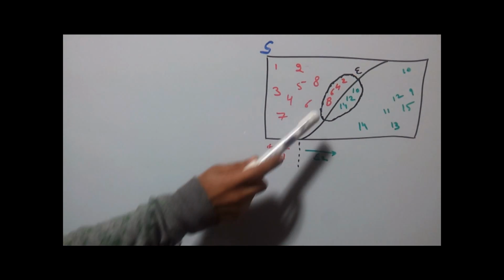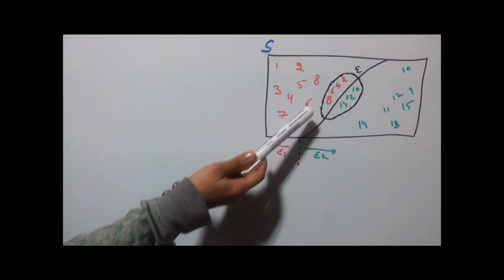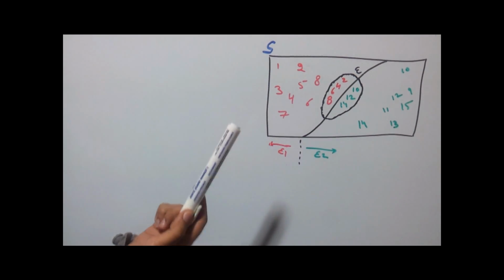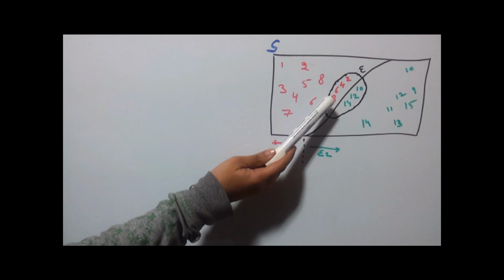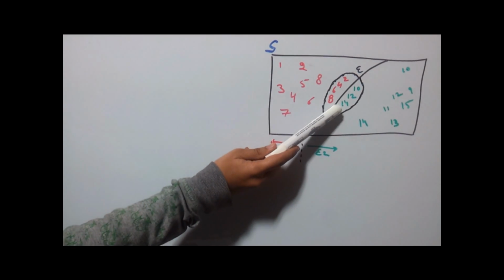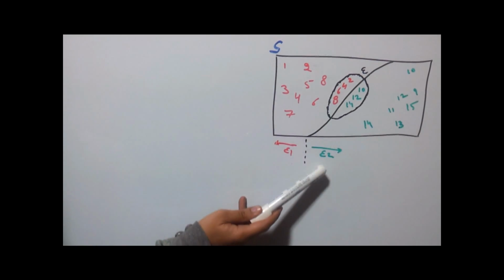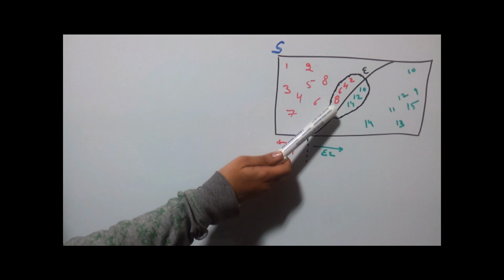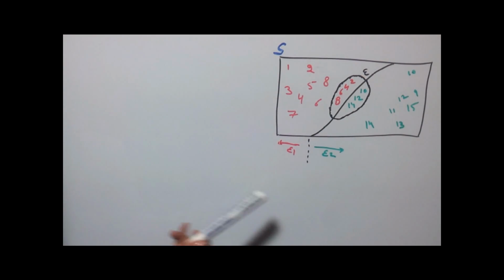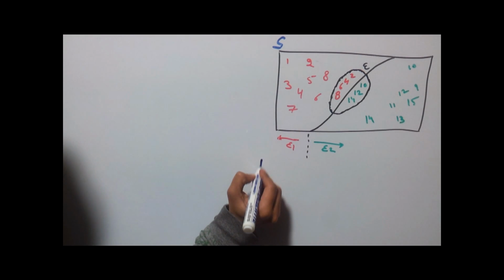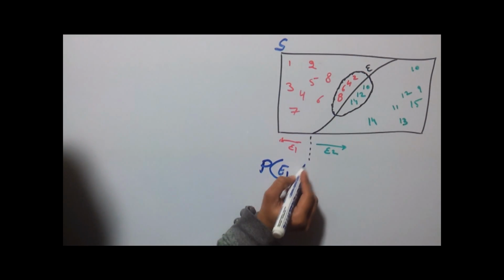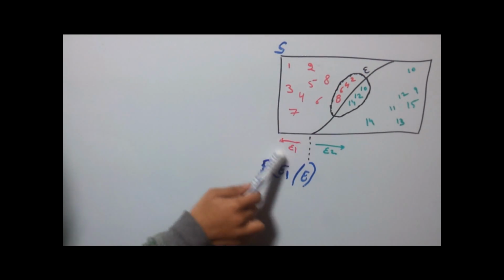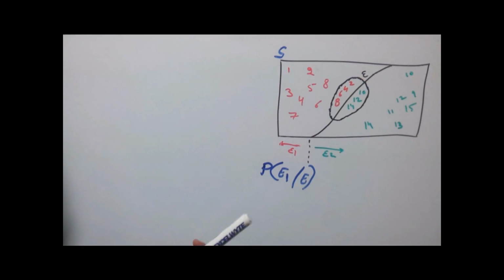Now you can see that we have another event E over here. Event E denotes picking an even number from this complete sample space of 15 numbers. The numbers in red denote even numbers from event E1, and numbers in green denote even numbers from event E2. Suppose we need to find the probability of picking numbers from event E1 given that the numbers are even. That is, the probability of E1 given E.